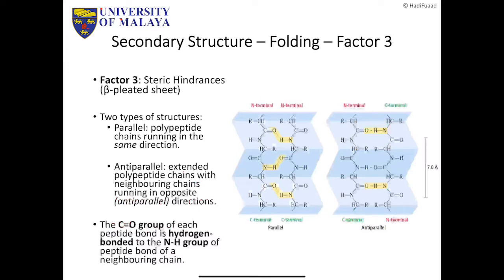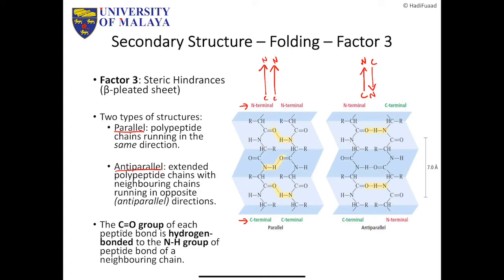the beta peptide sheet. For a beta peptide sheet, there are two substructures. One is called parallel and the other is called antiparallel. It's basically based on the terminals and how the polypeptide chains are arranged. If arranged in a similar manner, then you call it parallel. If arranged in the opposite manner, you call it antiparallel. So imagine that one is C-terminal, one is N-terminal, then you will have something like that. Very simple concept, parallel and antiparallel.